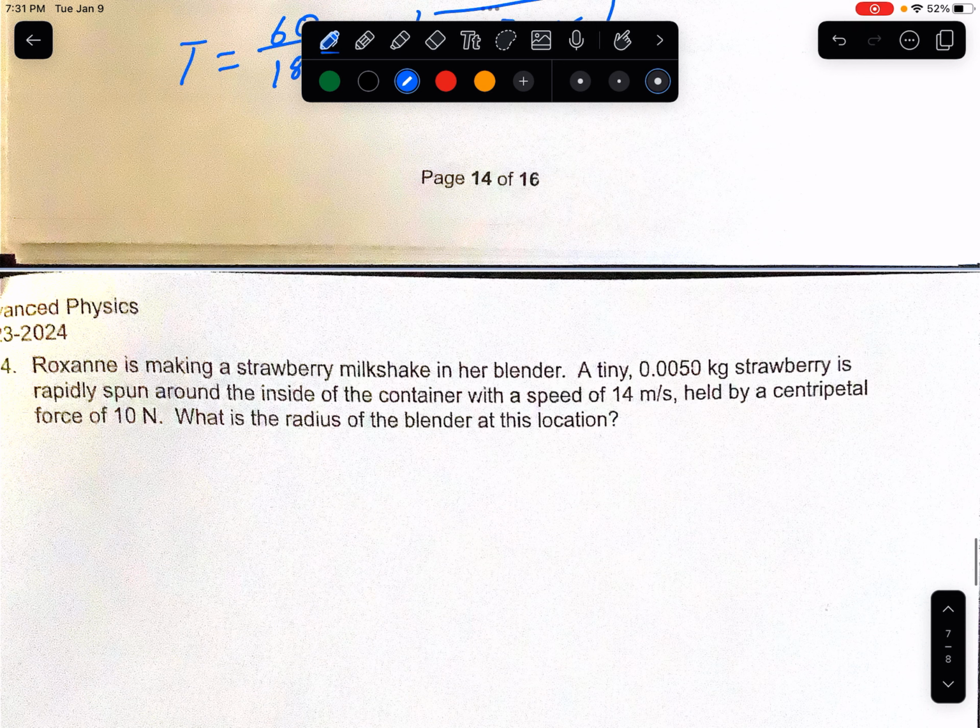Number 4, Roxanne is making a strawberry milkshake in her blender. A tiny 0.0050 kilogram strawberry is rapidly spun around the inside of the container. So there's your mass. With a speed of 14 meters per second, there is your velocity. And it's held by a centripetal force of 10 newtons, so there's your FC. What is the radius at this location? So you're looking for R.